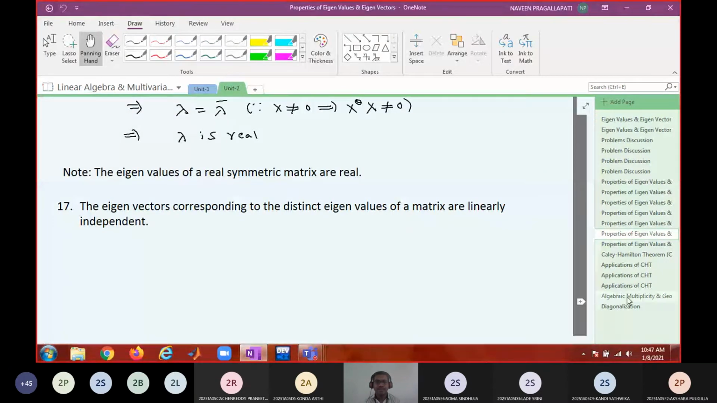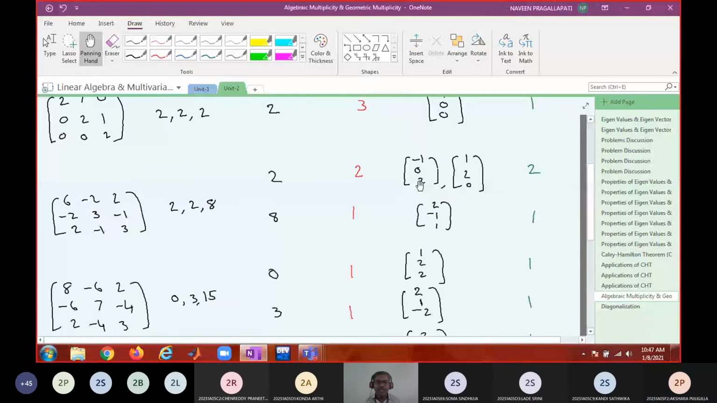So these two are eigenvectors corresponding to distinct eigenvalues. Therefore, these two are linearly independent. These two are corresponding to distinct eigenvalues. Therefore, these two are linearly independent. X1, X2 independent, X1, X3 independent, X2, X3 independent. Therefore, X1, X2, X3 will be linearly independent. How many independent eigenvectors did you get? 3 altogether. Is that okay?